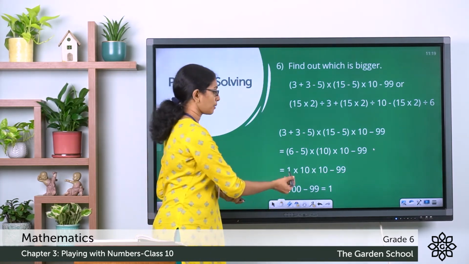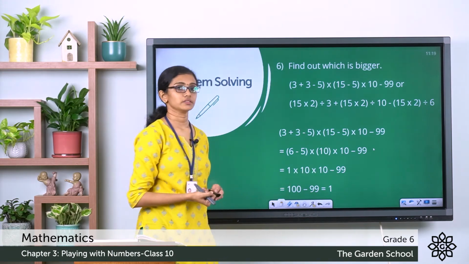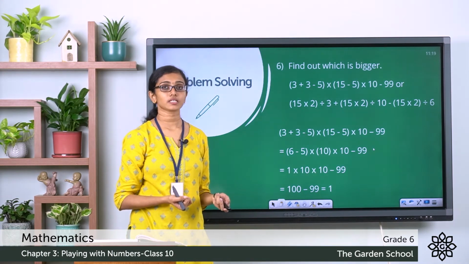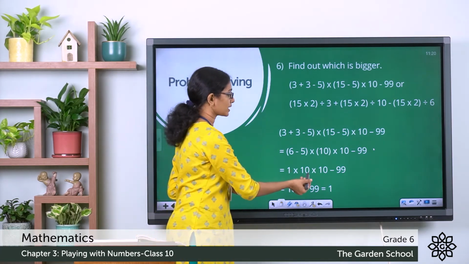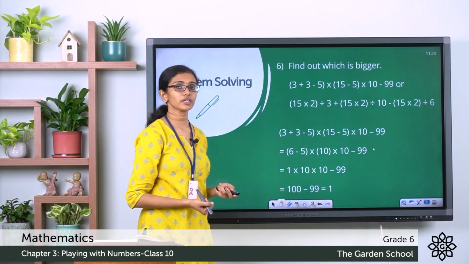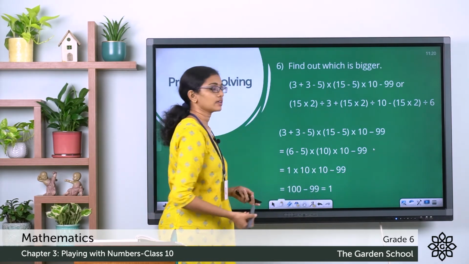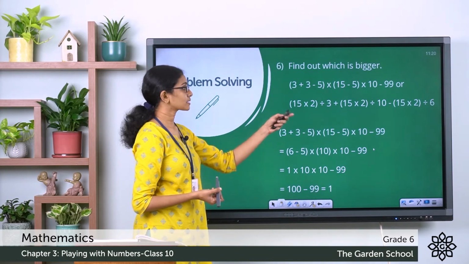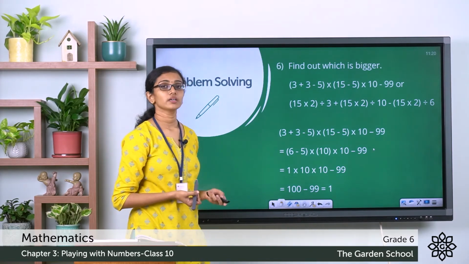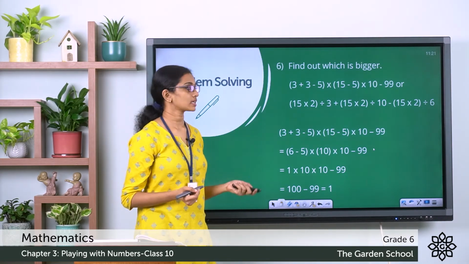Now we have got multiplication and subtraction. Which one has to be performed first? Multiplication has to be done before subtraction. So 1 into 10 into 10, that is equal to 100 minus 99, that is equal to 1. So what is the value of this mathematical statement? It is equal to 1. So now let's see the next statement.